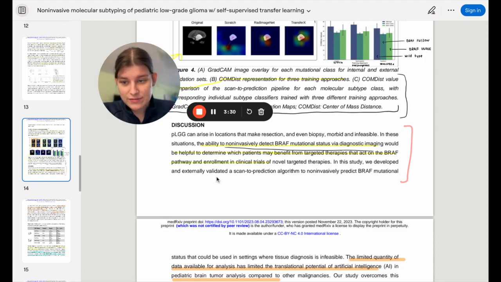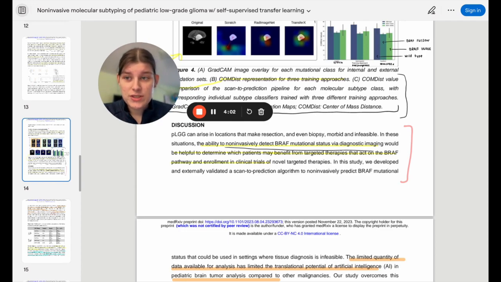So essentially, as a conclusion point, if we're able to have non-invasive detection protocols for BRAF mutation statuses with diagnostic imaging, not only could it help targeted therapies that act on the BRAF pathway that I was showing in the other clip, but it can also help enrollment in clinical trials. I'm not sure of the specific statistic for pediatric clinical trials, but I know for neuro-oncology and glioblastoma patients, which is more in adults, it's like 11%.